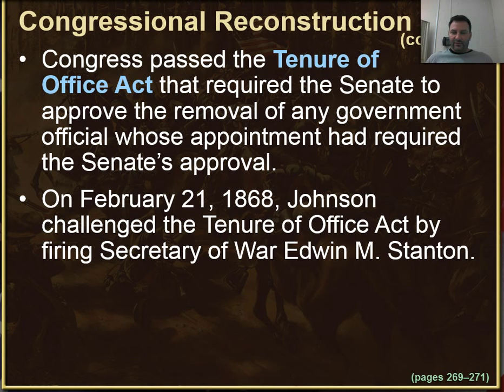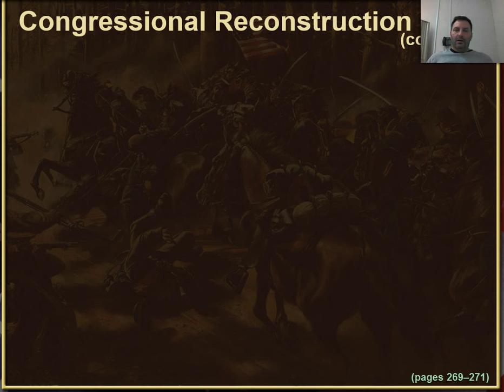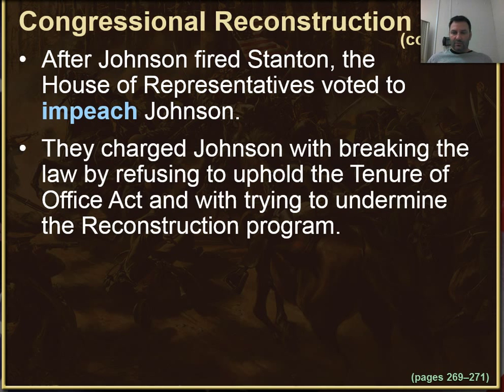On February 21, 1868, Johnson challenged the Tenure of Office Act by firing Secretary of War Edward M. Stanton. Stanton supported the Congressional Reconstruction Plan. After Johnson fired Stanton, the House of Representatives voted to impeach Johnson. So they charged Johnson with breaking the law by refusing to uphold the Tenure of Office Act and with trying to undermine the Reconstruction program.